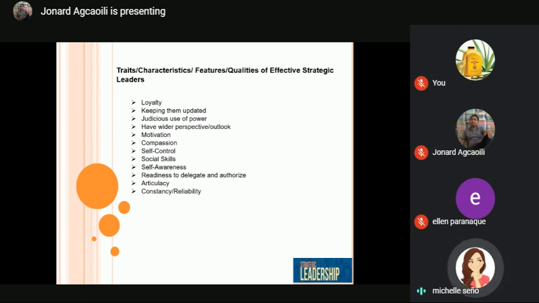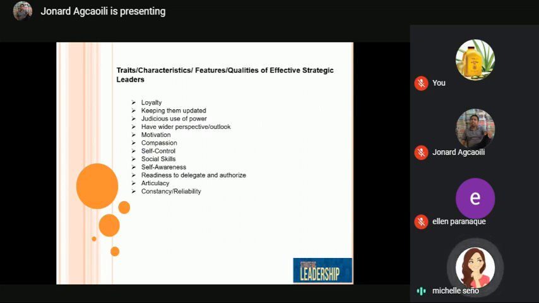Keeping them updated. Efficient and effective leaders keep themselves updated about what is happening within their organization. They have various formal and informal sources of information in the organization. So, dapat po yung leaders po, dapat updated po sila sa mga nangyayari po sa environment and also within the organization po. Isa po yan sa characteristic ng leaders.